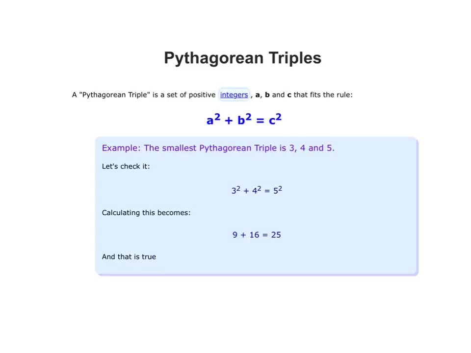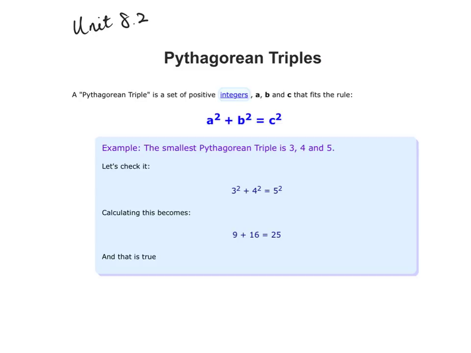Okay, this is unit 8.2, and I'm adding a little bit of information about Pythagorean triples in this unit. A Pythagorean triple is just a name for a set of three numbers, a, b, c, such that these three numbers fit into the Pythagorean theorem. So a squared plus b squared has to equal c squared.